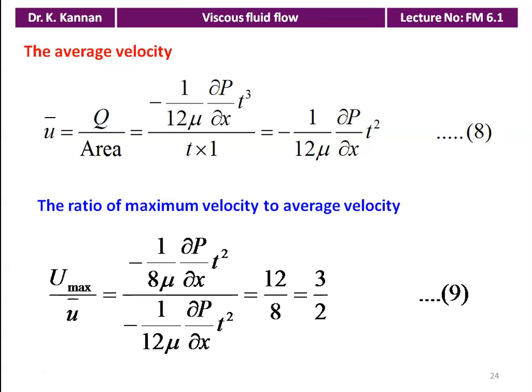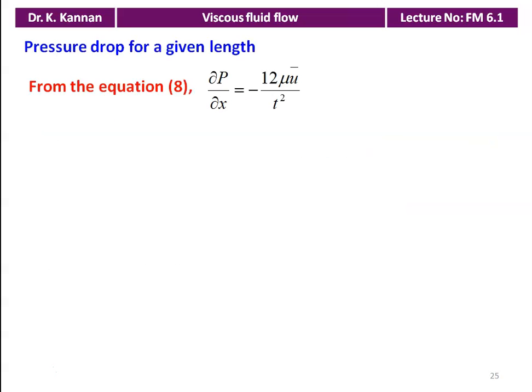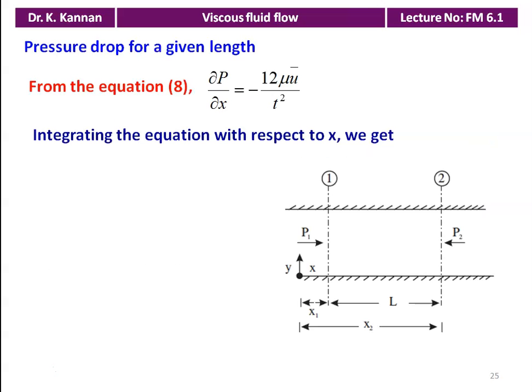And the ratio of average velocity to the maximum velocity. So maximum velocity divided by average velocity. So substituting value for the maximum velocity and the average velocity, simplifying, this will become 12 by 8 or 3 by 2. Whereas for the circular cross section, it is 2. Now for the flow between parallel plates, it is 1.5 or 3 by 2. Then the pressure drop between the two points in the flow between the parallel plates.